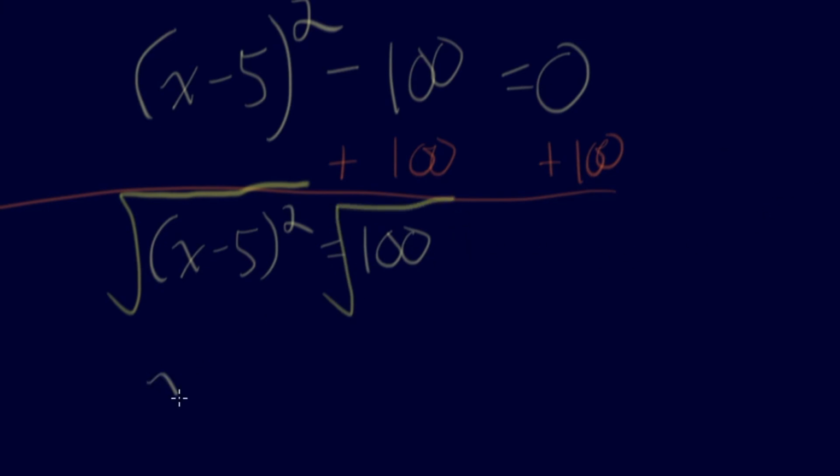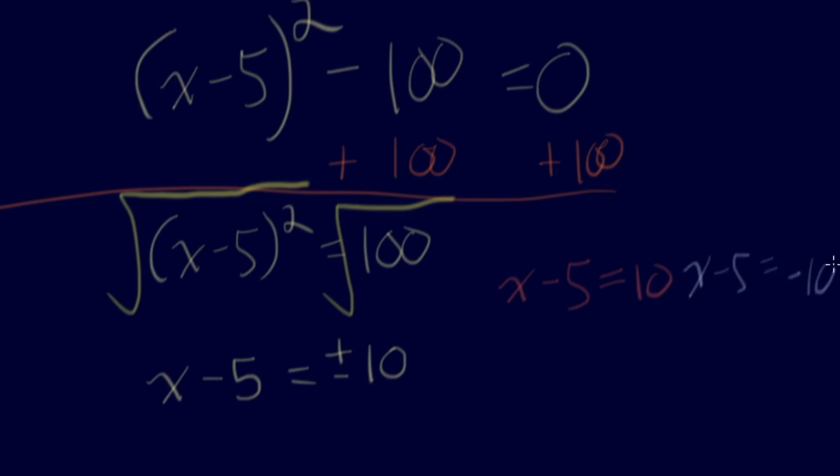And when I do that, I'm left with just purely x minus 5 is equal to plus or minus 10. Now that plus and minus is going to become very important because there's two different situations. There's one situation where you get x minus 5 equals positive 10. But there's another situation where you will get x minus 5 equals negative 10. So you have two different situations that you need to go and solve.